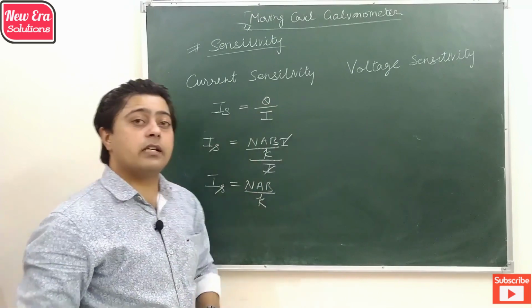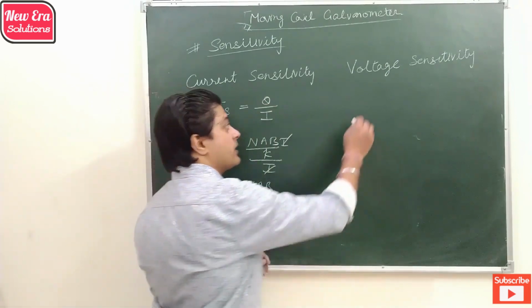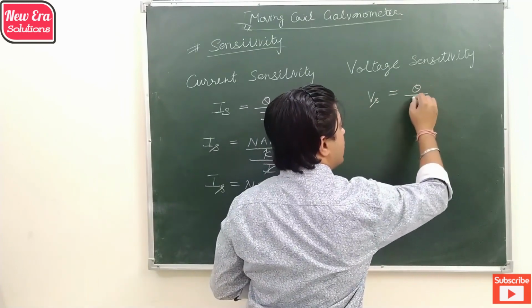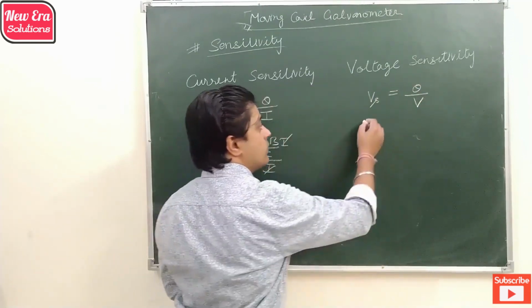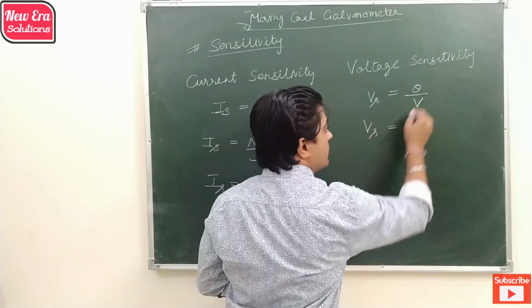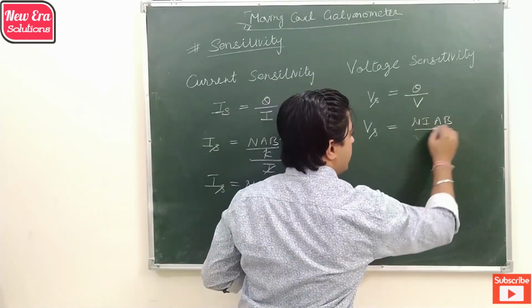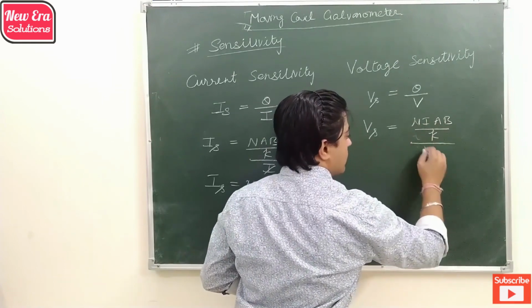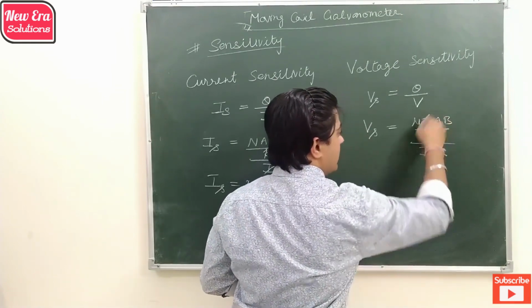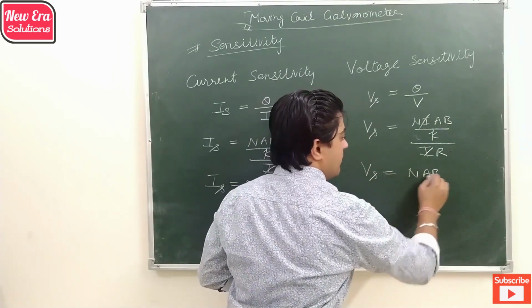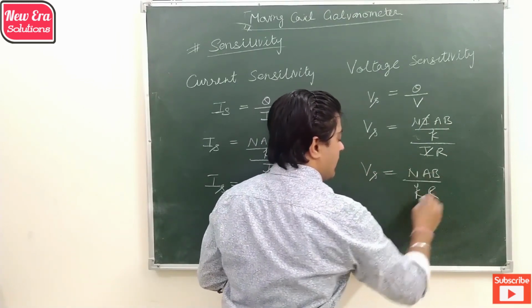Similarly, voltage sensitivity is basically the deflection shown by the galvanometer per unit applied potential. So by putting the value of both, the deflection is NIAB by K, and from Ohm's law V is equal to IR. So current is cancelled out and voltage sensitivity is NAB by KR.